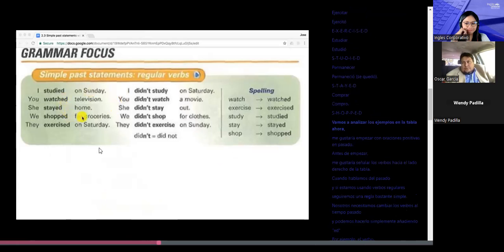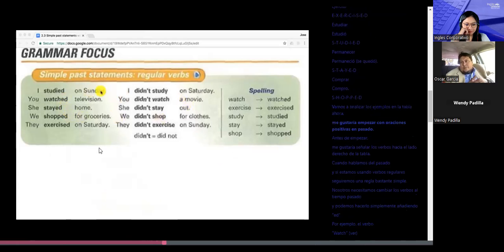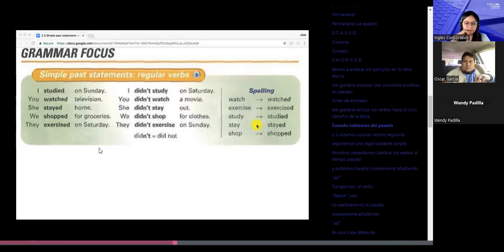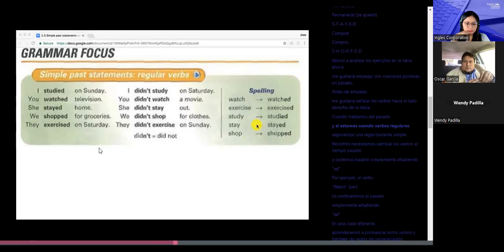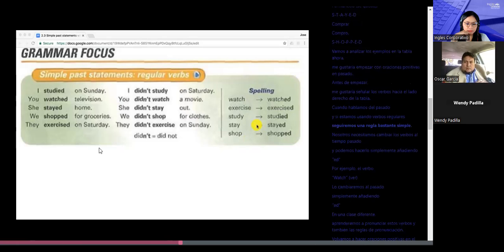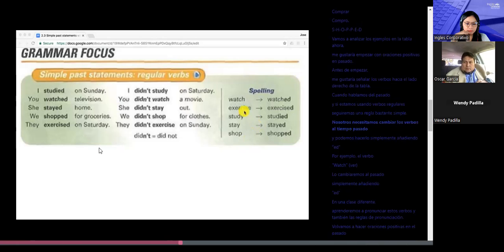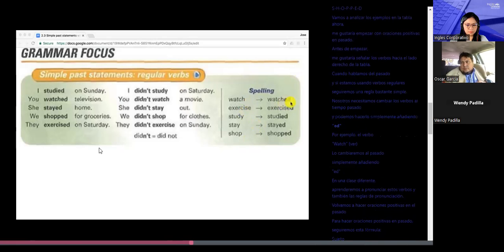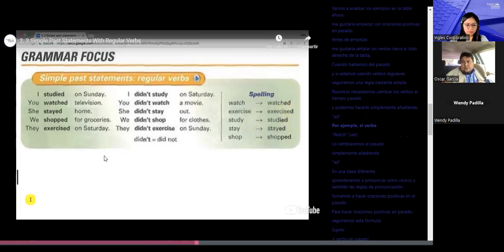Okay, now let's analyze the examples on the chart. I would like to get started with positive statements. Before I start, though, I would like to point out the verbs towards the right-hand side of the chart. All right. When talking about the past, and if we're using regular verbs, we will follow a quite simple rule. We need to change the verbs to the past tense, and we can do this by simply adding ed. Okay. For example, the verb.